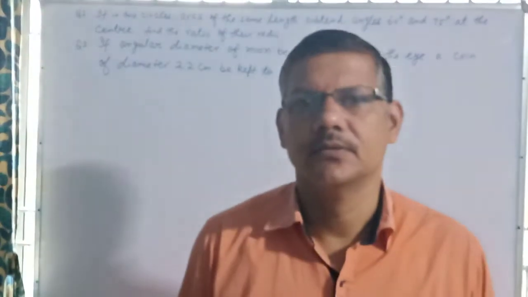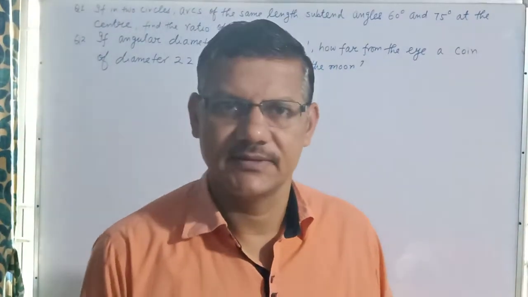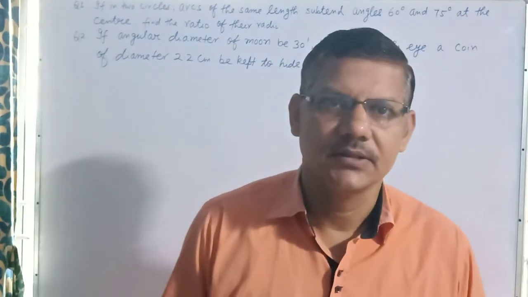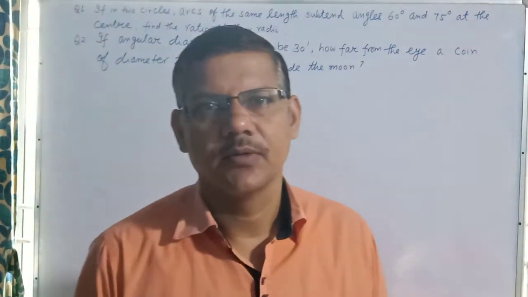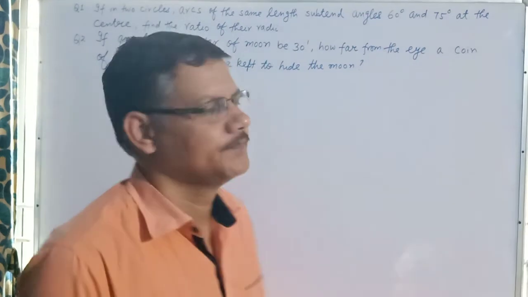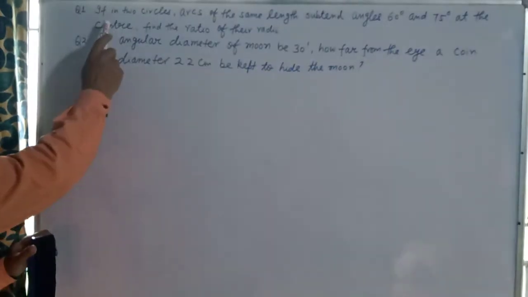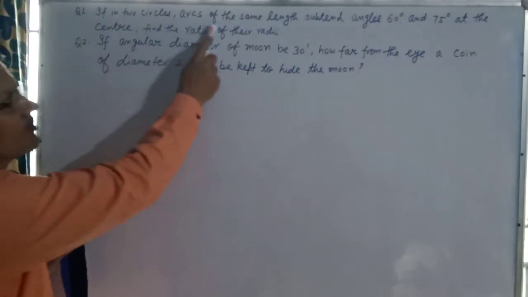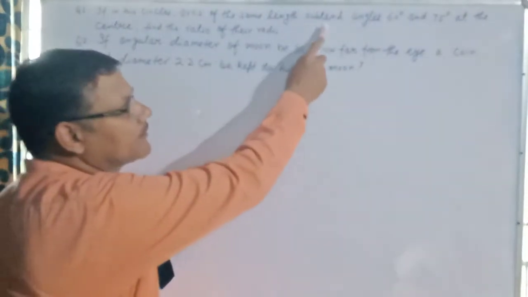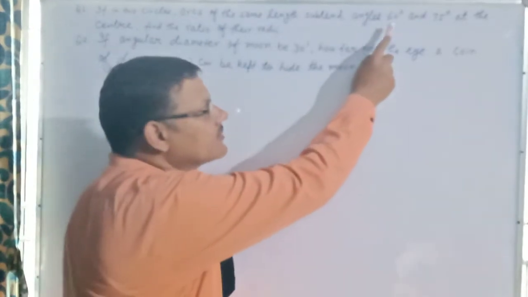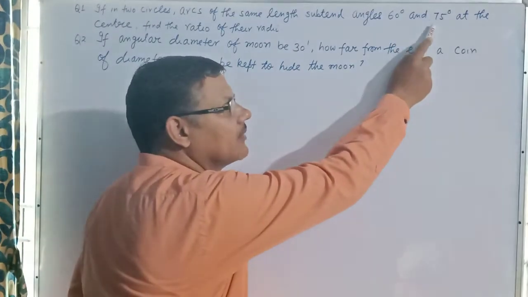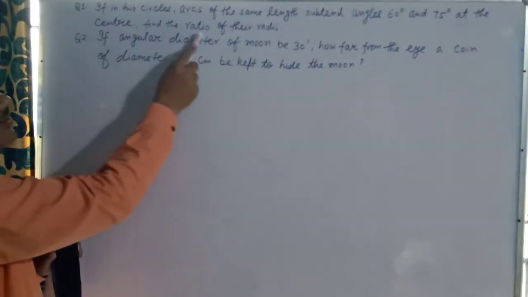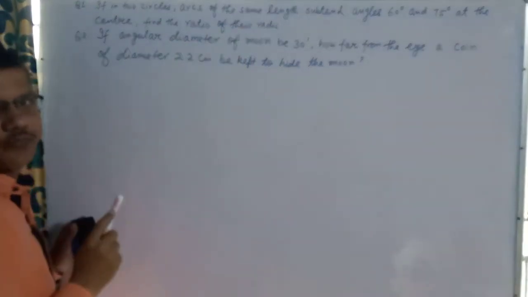Good morning, children. Today we are going to do some questions based on the theorem theta equals L by R radian. So actually I start from question number 1. Here it is: if in two circles arcs of the same length subtend angles 60 degree and 75 degree at the center, then find the ratio of their radii.